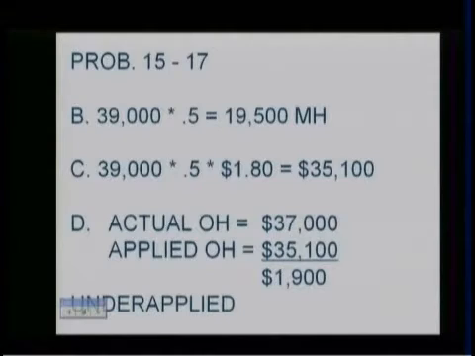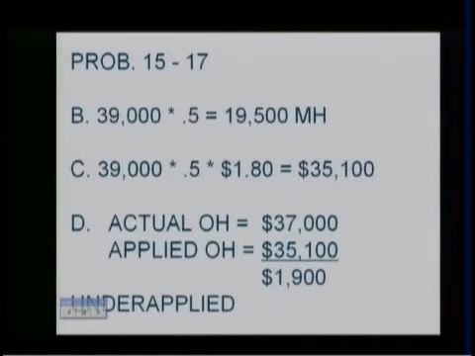Then in Part B, they ask you to calculate the number of machine hours that would be allowed for actual October production. Well, you figure out how many machine hours that would be. You made 39,000 units. Each one of them takes a half an hour. So that's 19,500 machine hours. Then in Part C, they ask you to calculate the fixed overhead applied to work in process. Again, you take that 39,000 times a half, which is 19,500, times your $1.80. That'll give you $35,100. Finally, in D, they actually get you to figure the variances.